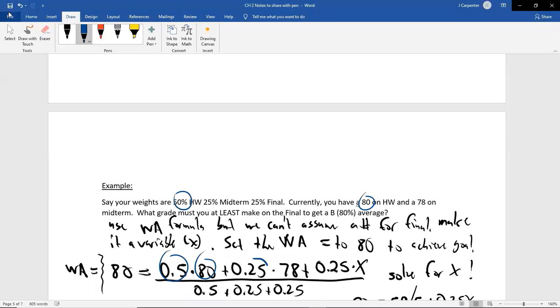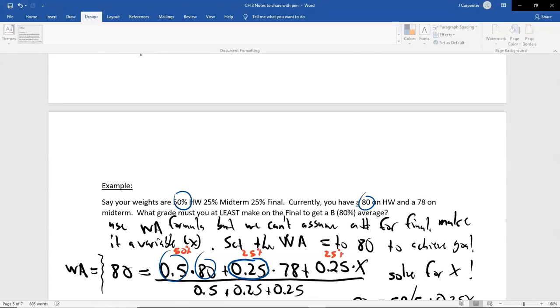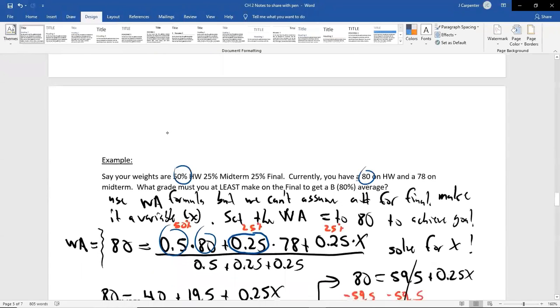Then this 25, and I did this as decimals just to mix it up. I mentioned this earlier, so if you don't like writing 0.5, you could instead have written 50% here. You could have written 25% here, and you could have written 25% here. And then this on the bottom would also be 50%, 50%, 25%. You just have to be consistent.